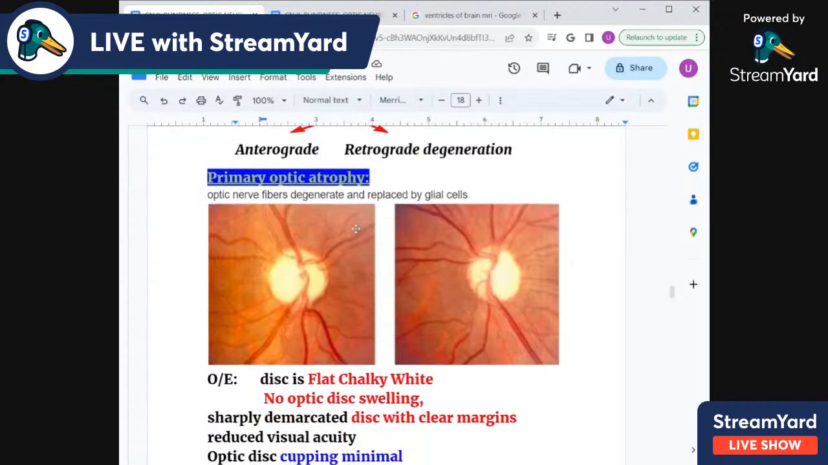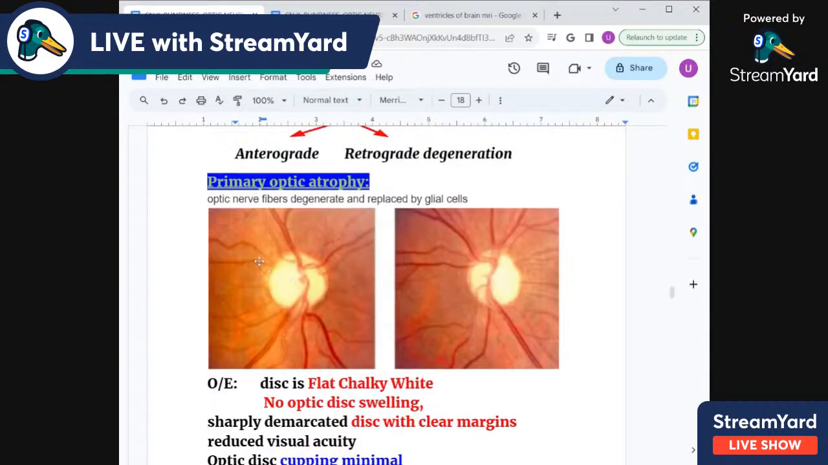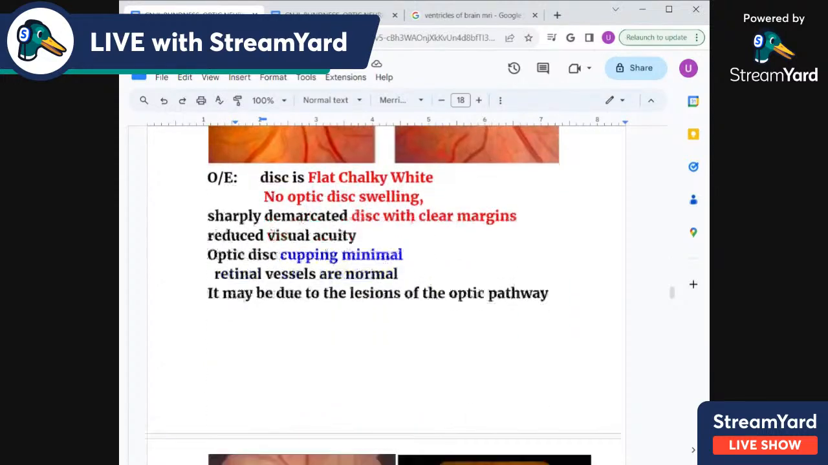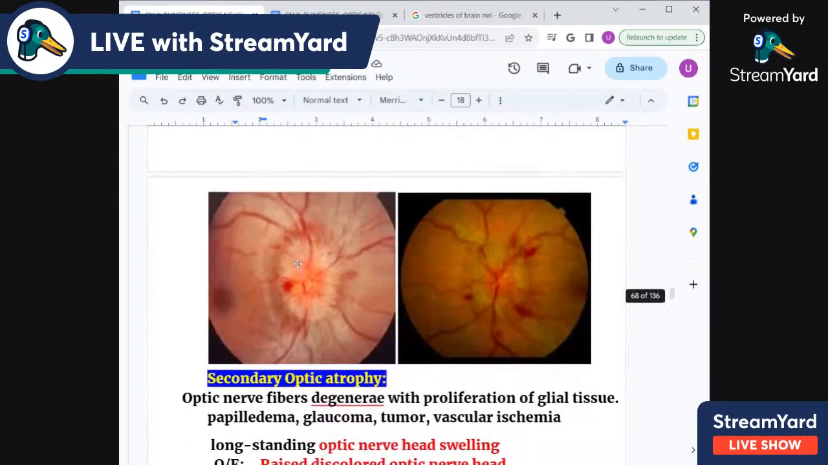So this is the primary optic atrophy here. You see the chalky white optic disc, and these are the clear margins, very little optic cupping, and the blood vessels are normal. So this is the primary optic atrophy. Compare it with the secondary optic atrophy. This is the secondary, as seen in papilledema.